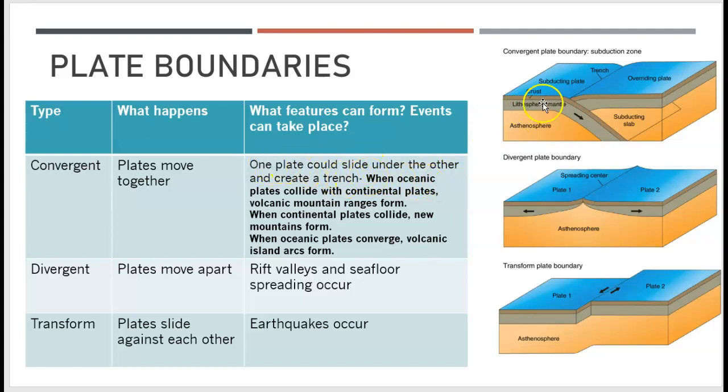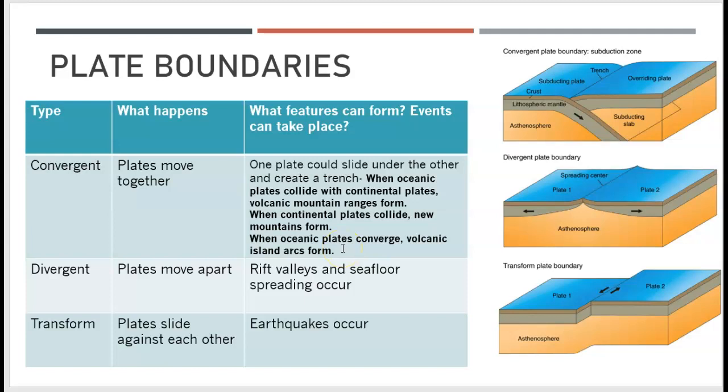When the plate slides under the other, it creates a trench, so that's where that kind of fold happens between the two. When oceanic plates collide with continental plates, so that's two different types of plates colliding, we usually get volcanic mountain ranges. When two continental plates collide, we usually get mountain ranges, and when two oceanic plates collide, volcanic island arcs like the islands of Japan are formed.